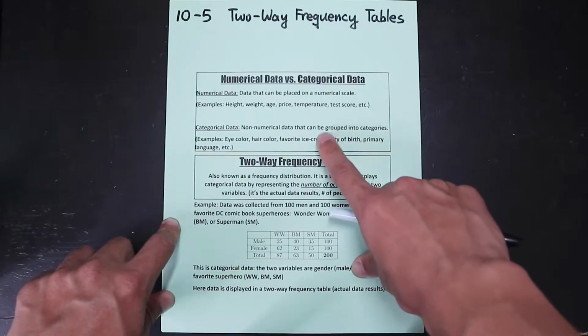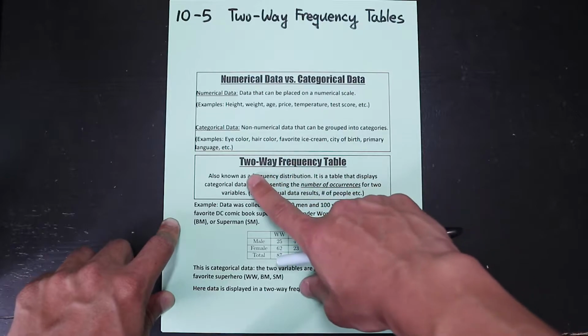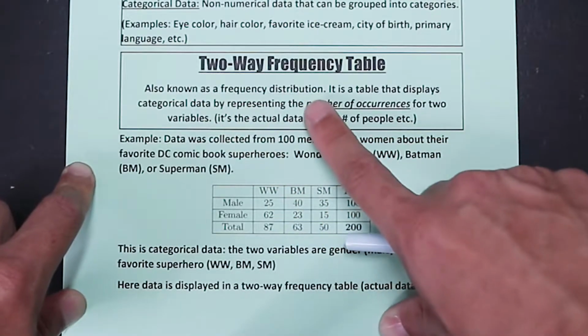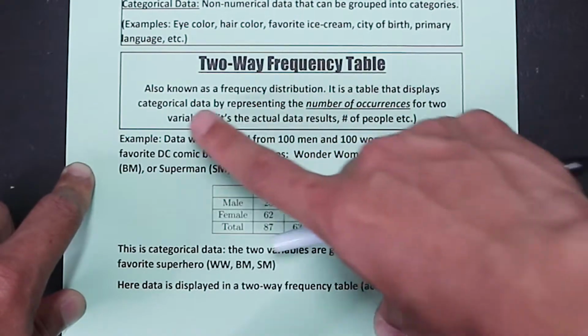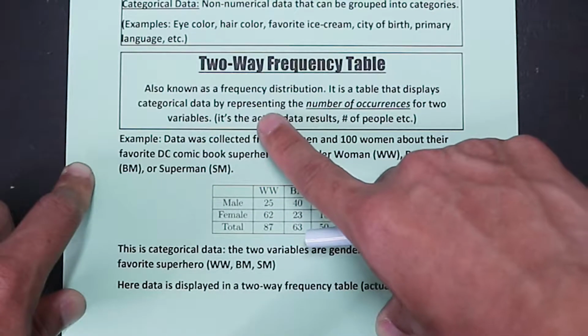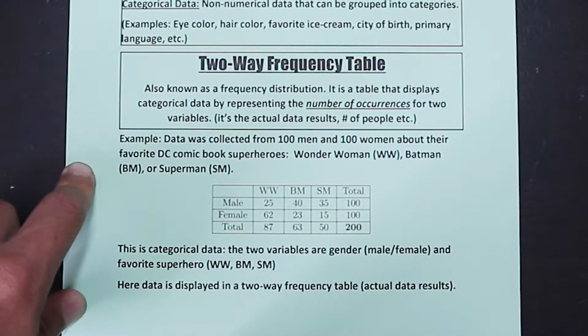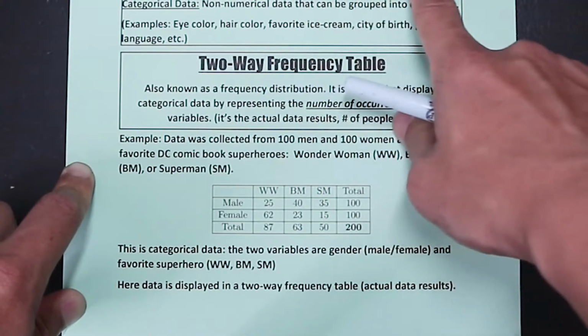So these are the two types of data, and a two-way frequency table is sometimes also called a frequency distribution. It is a table that displays categorical data by representing the number of occurrences for two variables. So in this lesson, we're going to concentrate only on categorical data.